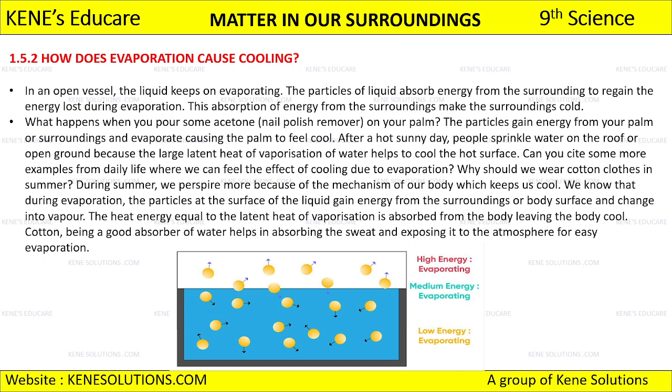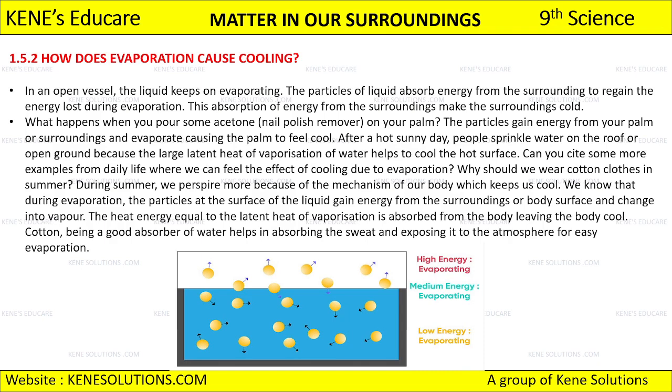So you might have seen people sprinkle the water on the roof or open ground, so that the latent heat of vaporization helps to cool the hot surface. Okay, can you cite some more examples from our daily life where we can feel the effect of cooling due to evaporation? Or why should we wear cotton clothes during summer? We wear cotton clothes during summer because less heat is absorbed by light color clothes and cotton clothes, and we perspire more, because of the mechanism of the body. It helps us to keep cool.